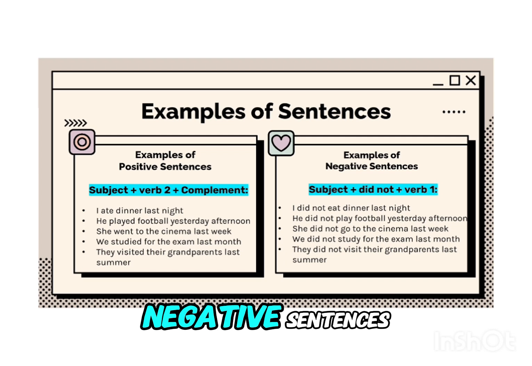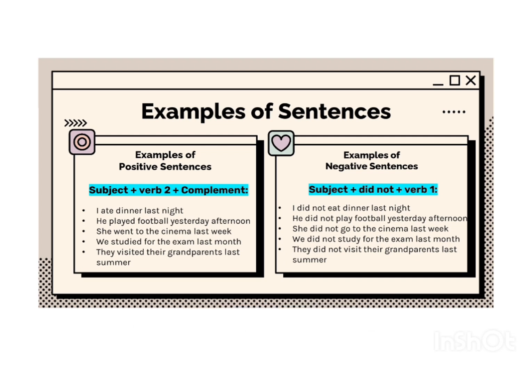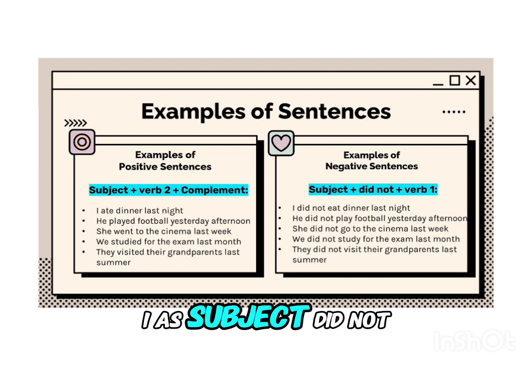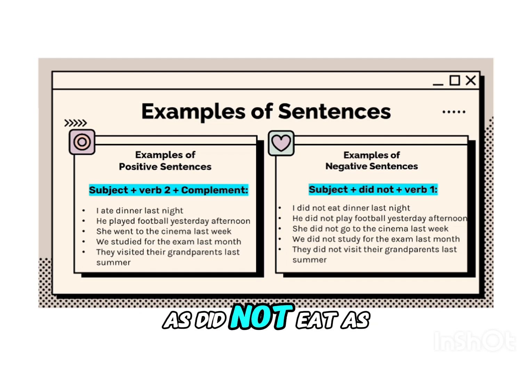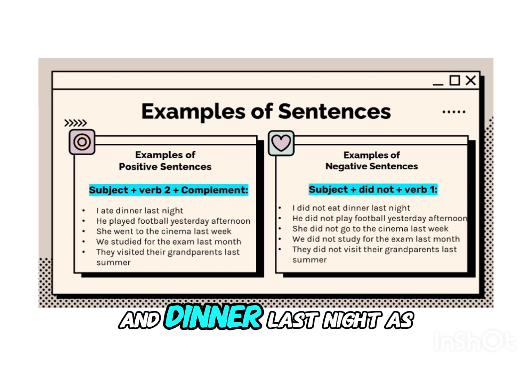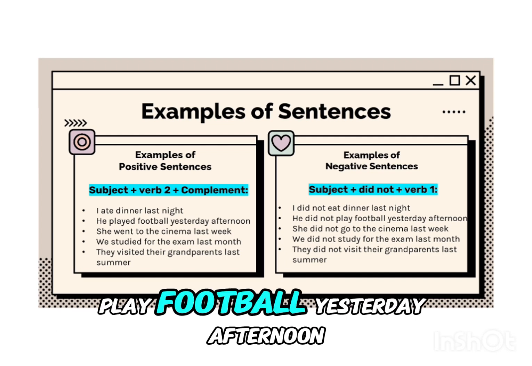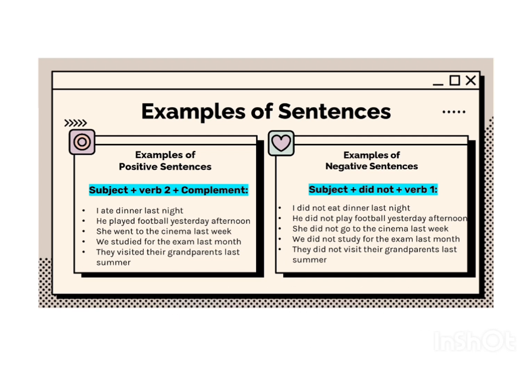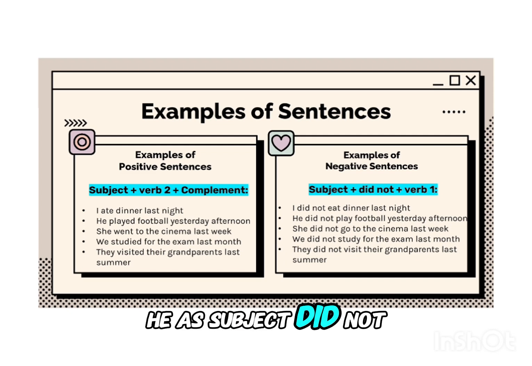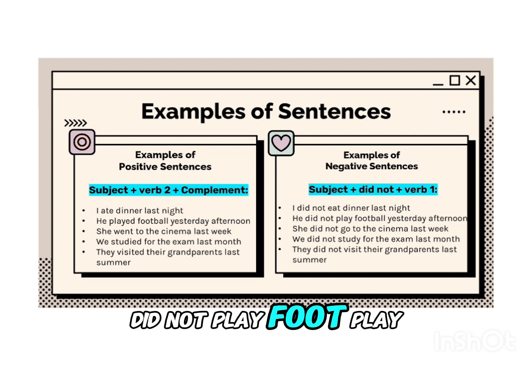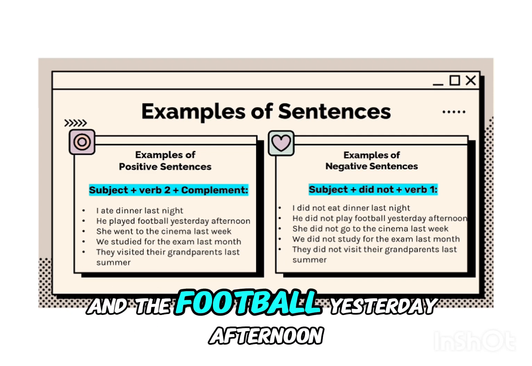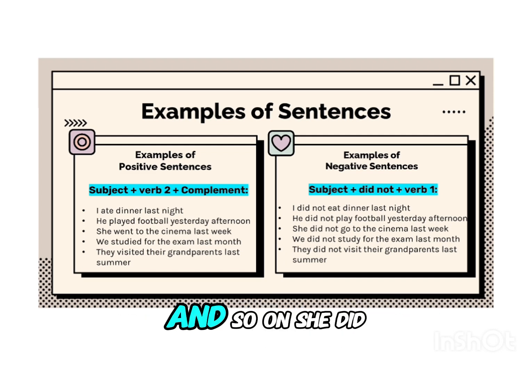And go on to the negative sentences. As the formula, subject plus did not plus verb 1. I did not eat dinner last night. I as subject, did not, eat as a verb 1, and dinner last night as a complement. And also he did not play football yesterday afternoon. He as subject, did not, play as the verb 1 and football yesterday afternoon as a complement, and so on.